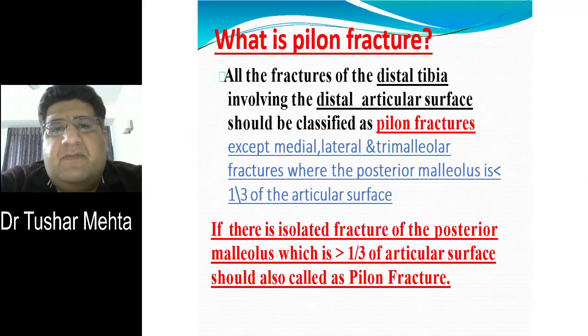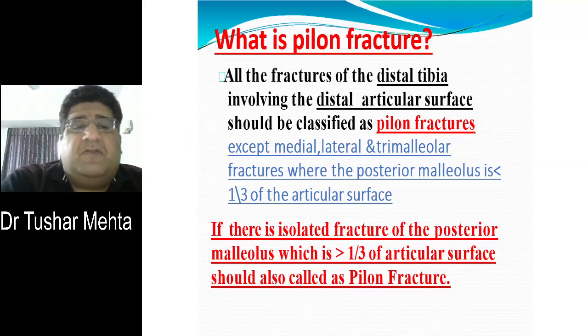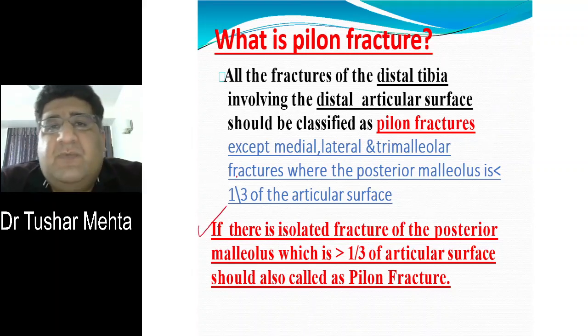Now, for example, there is a patient who has an intact medial malleolus, an intact lateral malleolus, and just a posterior malleolus fracture, where the fracture of the posterior malleolus is more than 1/3 of the articular surface. Will that be classified as Pylon's fracture? One of the classical viva questions asked in post-graduation. Yes, that will be classified as Pylon's fracture.